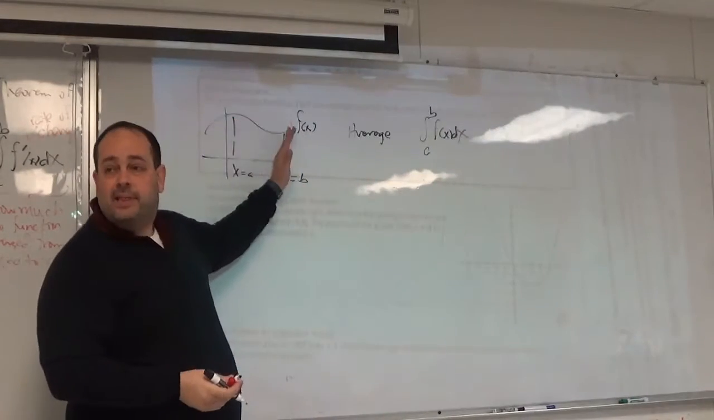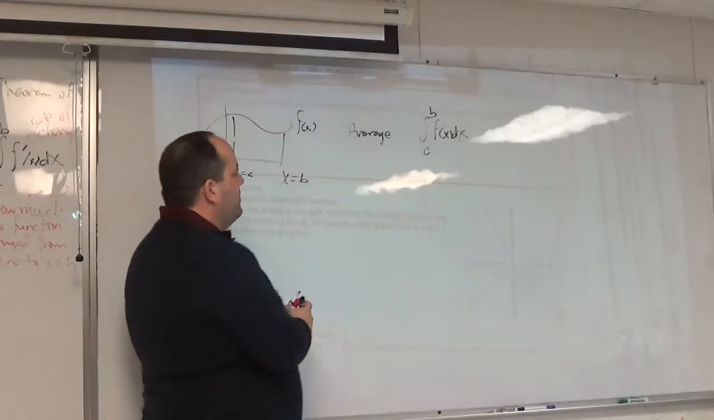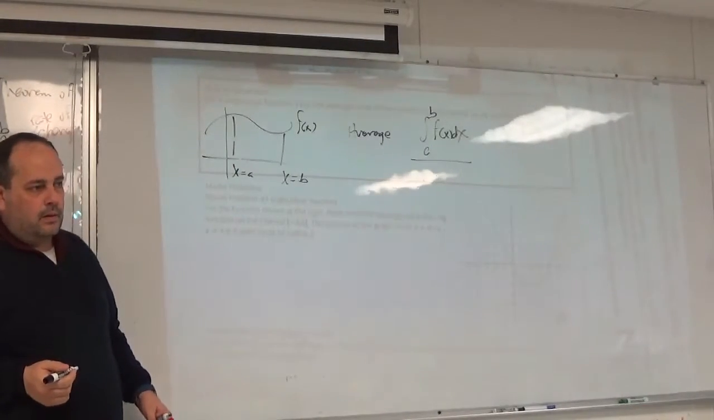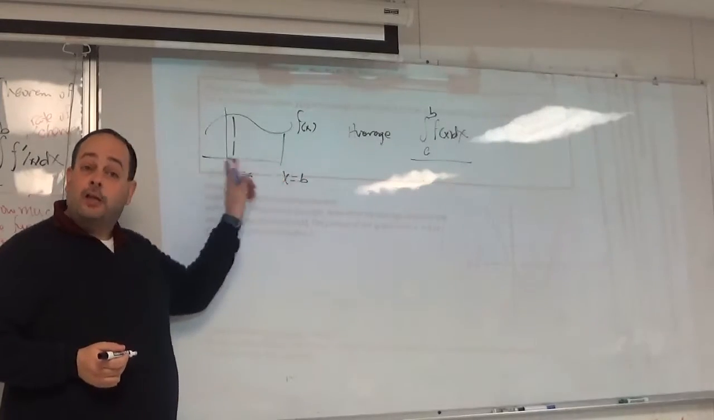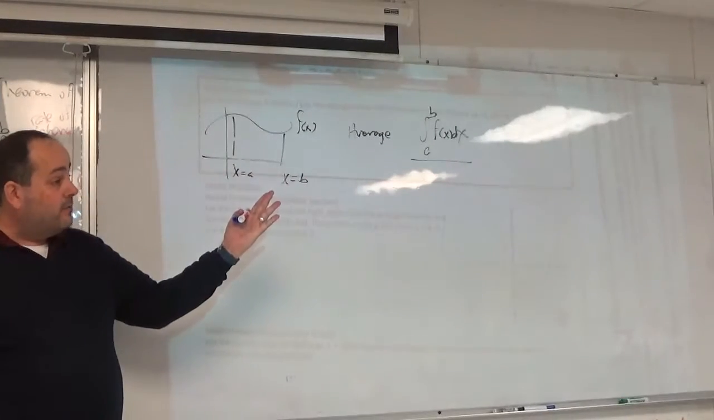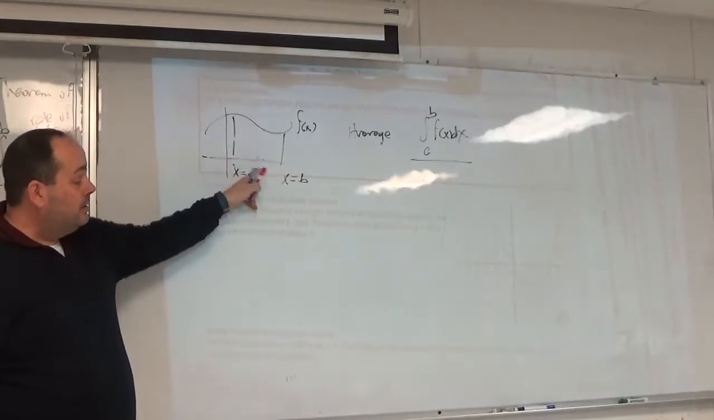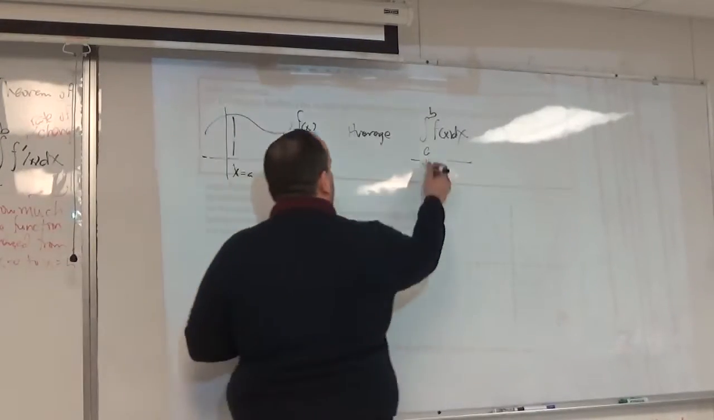We're adding up the area. And then we've got to divide. What are we going to divide by? How long the interval is. How long the interval is, right? That 12-hour interval for Jeff, I'm just going to divide by how long the interval is. How long is the interval? B minus A.